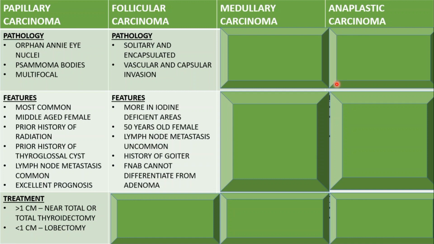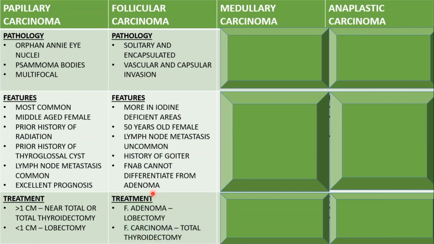Unlike the papillary carcinoma, in the follicular carcinoma, lymph node metastasis is uncommon. Follicular carcinoma is also seen in patients who have a history of goiter. Just now I said that it is seen in iodine deficient areas. People who are iodine deficient tend to develop goiter. This goiter can cause follicular carcinoma. That's how it is related. As I said before, FNAC cannot differentiate follicular adenoma from follicular carcinoma.